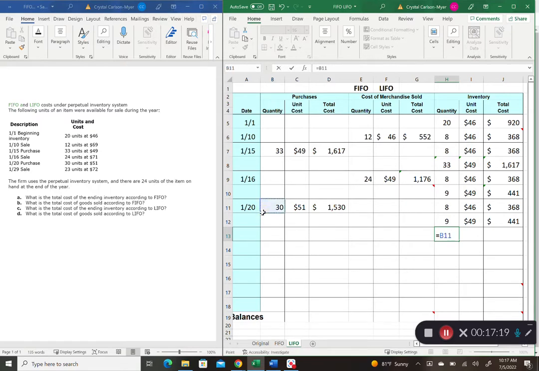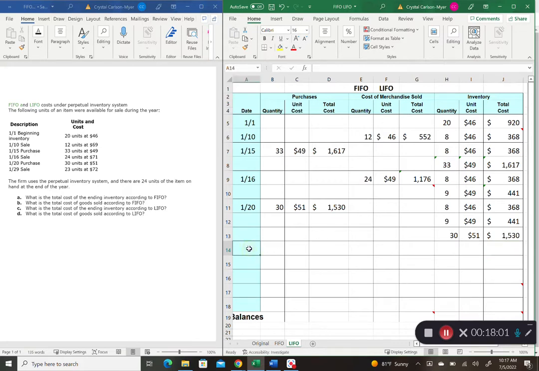Let me do the actual proper formula, so you can see where I'm pulling these from. So I have 3 cost layers. My formatting is a little funky, but just bear with me. 8 times $46 gives me the $368. 9 units times $49 is the $441. And now I have these new 30 units that cost me $51, for a total of $1,530. So if I wanted the value of the ending inventory at the end of January 20th, it would be your $368 plus $441 plus $1,530.